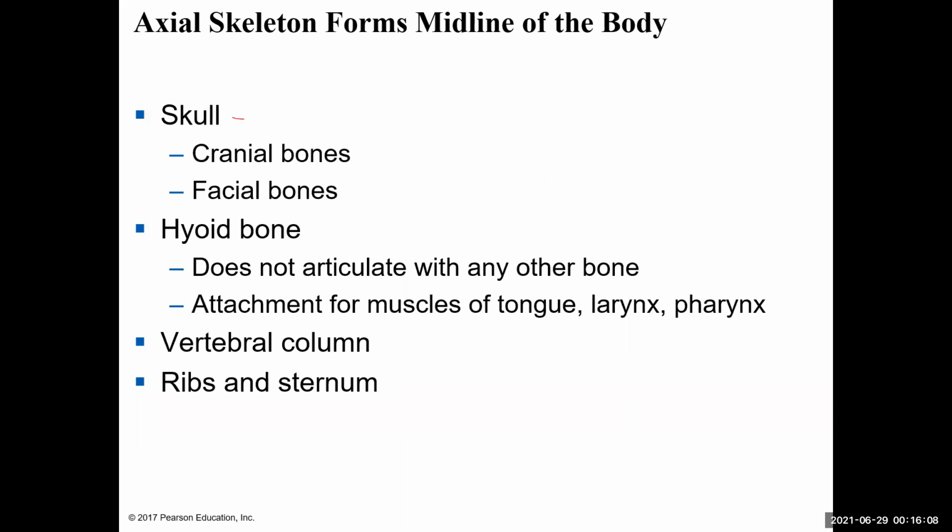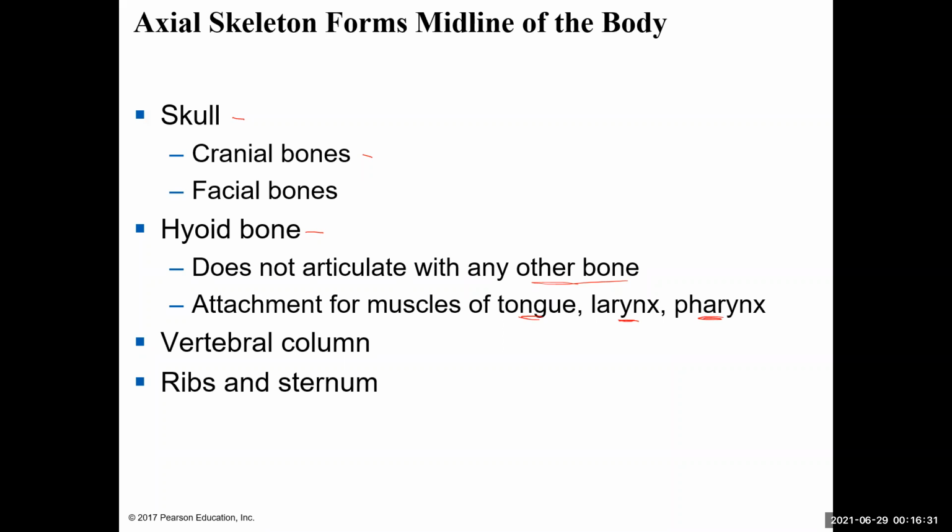We're going to look at the skull. We're going to talk about the cranial bones, the facial bones. We're going to show you the hyoid bone, which is an interesting bone because it does not articulate with any other bone. It's in your throat area, and it's actually where your tongue is attached, and your larynx and your pharynx.